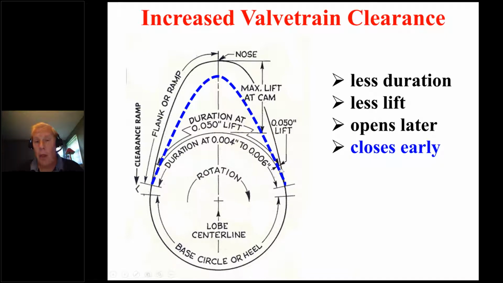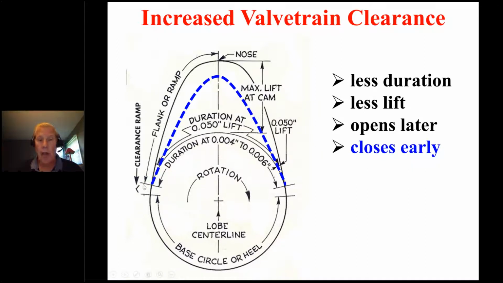So if the lobe is worn, the valve will open later. That's what they do. There will probably be less lift and there'll probably be less duration. But to our point, not only does it open later, it closes early. And this is important. I want to make sure you take a close look at this and you understand why a worn lobe causes a valve to close early. So it's going to close earlier.